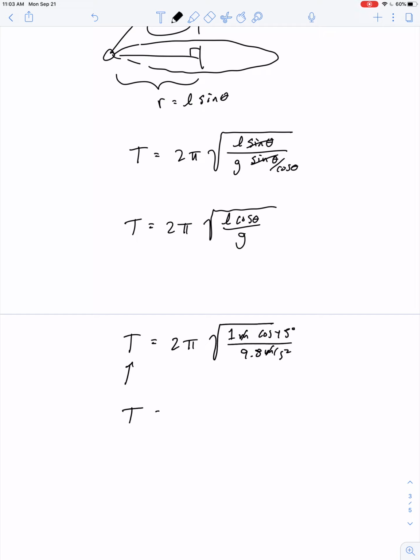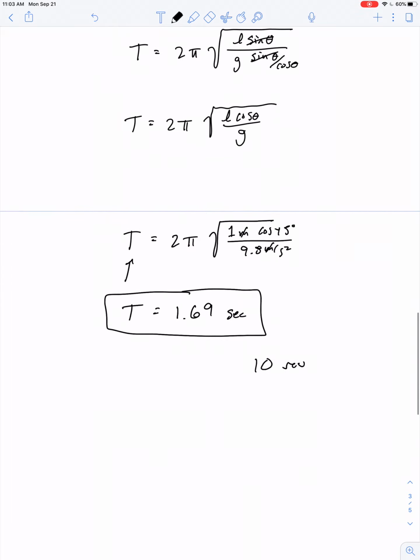We get a period of about 1.69 seconds. So how long would it take to spin it around for 10 complete revolutions? I guess that would be equal to 16.9 seconds.